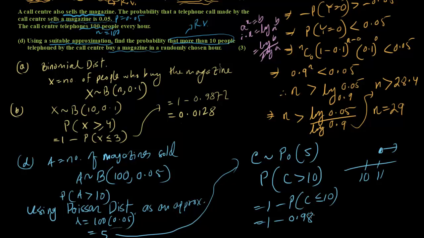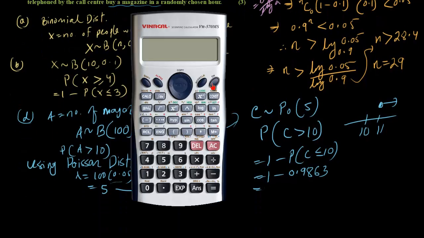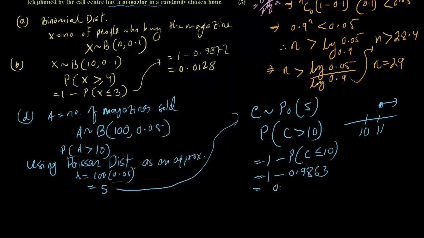So 1 minus that, 1 − 0.9863, and we get 0.0137.